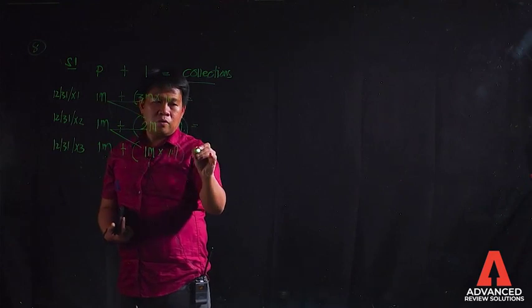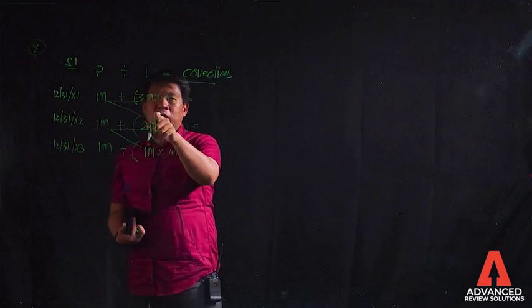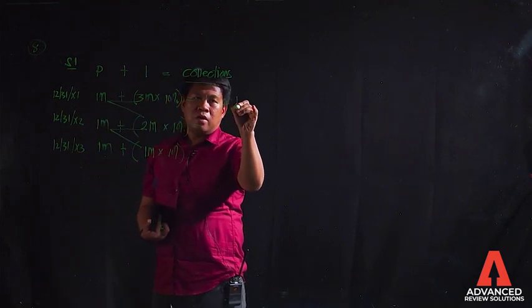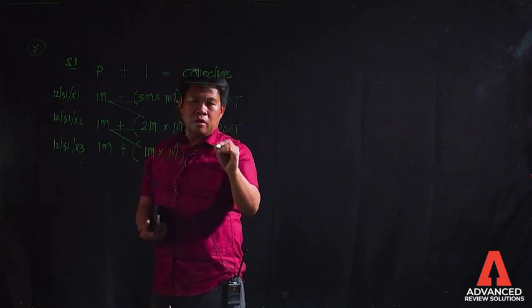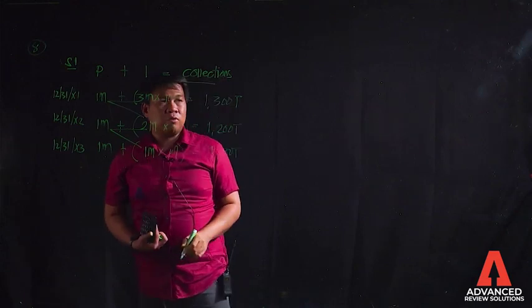And this is what you call collections. So in this first line item, 1 million plus 300,000. This is 1,300,000. This is 1,200,000. And this is 1,100,000. So these are the collections.